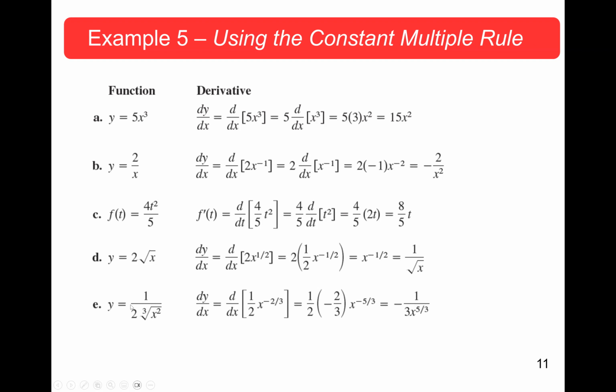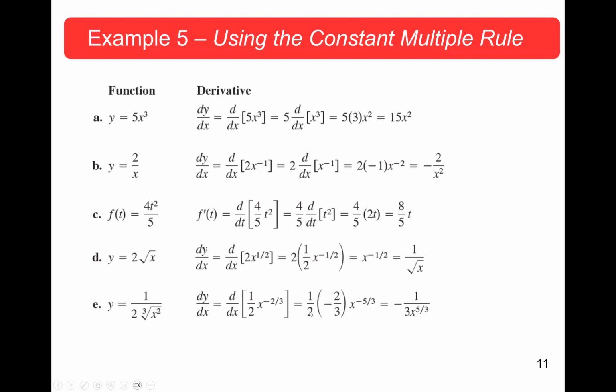Next example, we have 1 divided by 2 times the cube root of x squared. So we have our constant value to be half. Then we rewrite it and also move the x from the denominator to the numerator, so the exponent will be negative. It will be negative 2/3, since we know the cube root is power 1/3, so 2 times 1/3 gives us 2/3. And it's negative because we moved x from denominator to numerator.